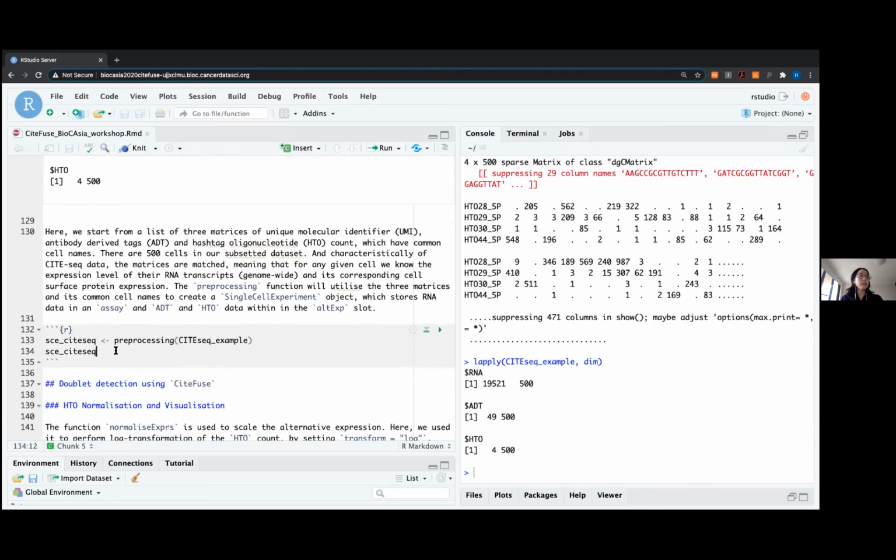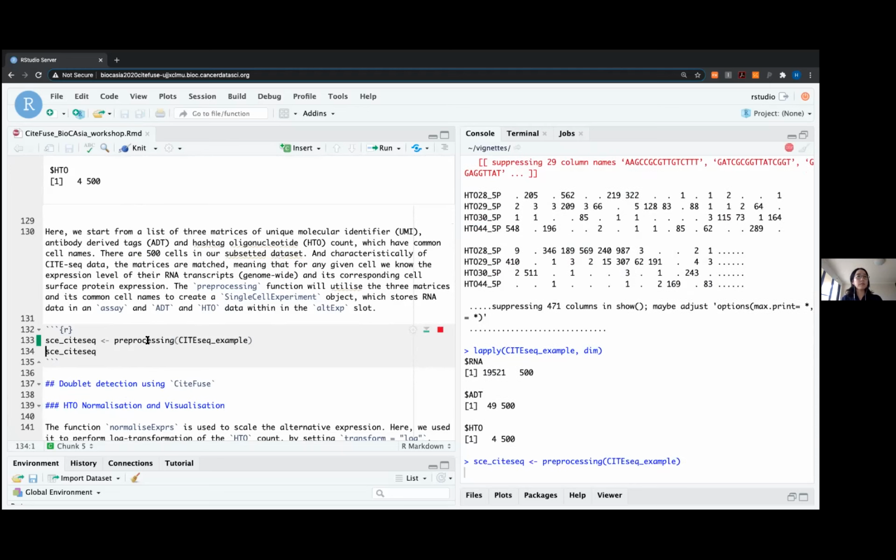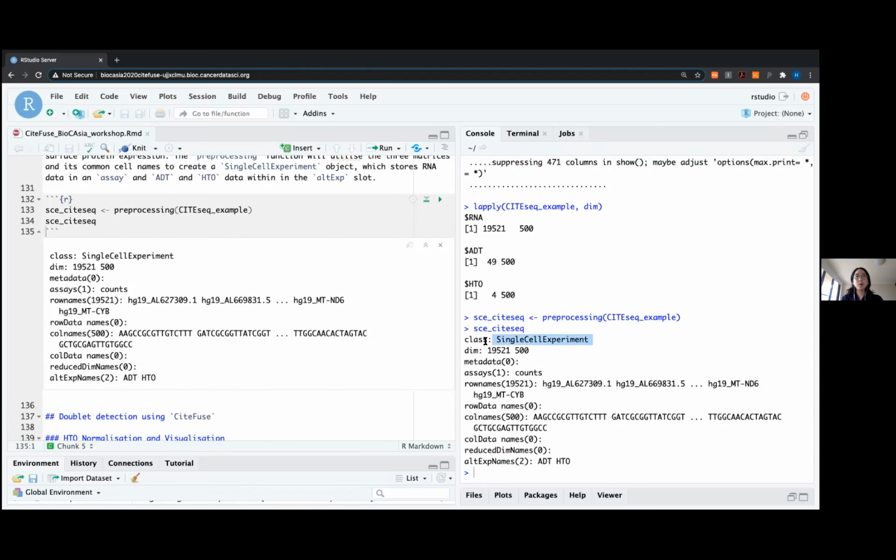So what we can start doing is to process the 3 matrices into a single cell experiment object. And we do this by using the pre-processing function in CiteFuse. And this generates a single cell experiment object where we contain the RNA count here. And in the alternate expression, we have the ADT and HTO.